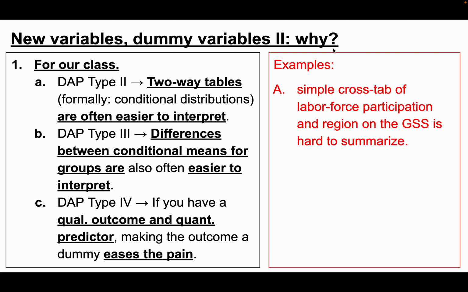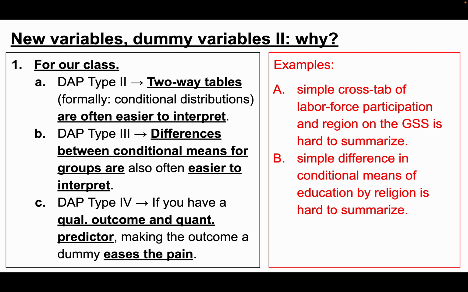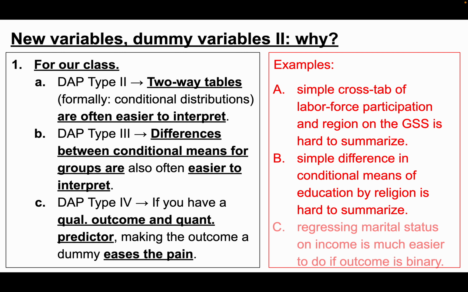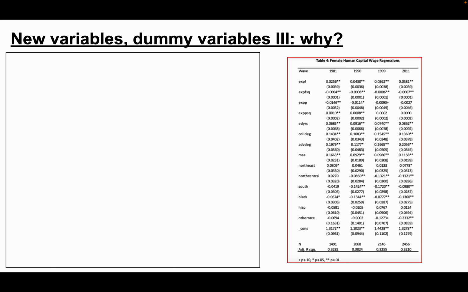Here are some examples of these, and note that these are all going to parallel things over here. So a simple cross-tabulation of labor force participation and region on the GSS may be hard to summarize. We'll see an example of that later. A simple difference in conditional means of education by religion is also hard to summarize. And again, this basically has to do with the fact that these variables have many possible outcomes on the GSS. And something like regressing marital status on income is very hard to do if the outcome is not binary. I probably should have made this one a not. I'll probably fix that, but you get the point.